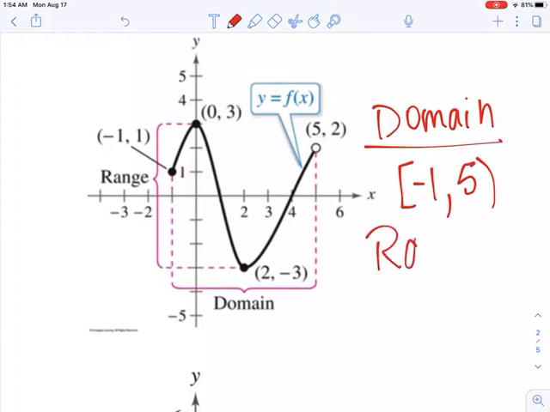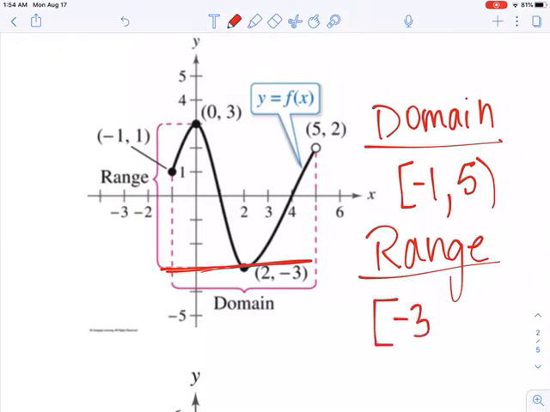In terms of the range, we need to look at where we have y values. Here our y values begin at -3 all the way until up here, where our y values stop at +3. Both of those are closed circles, so we can put brackets because we need to include those values.